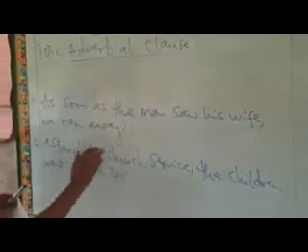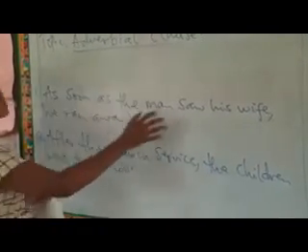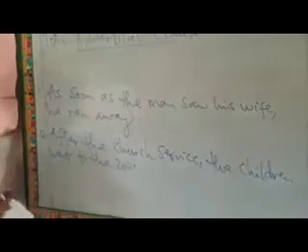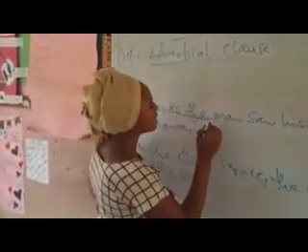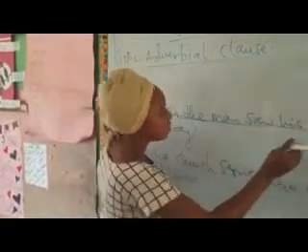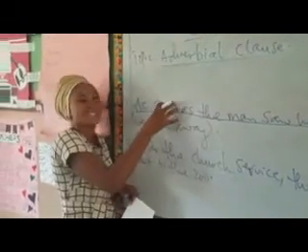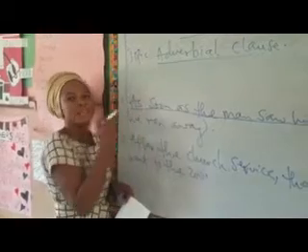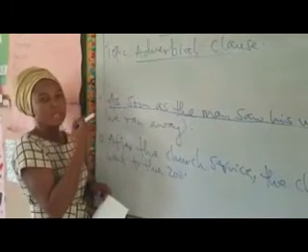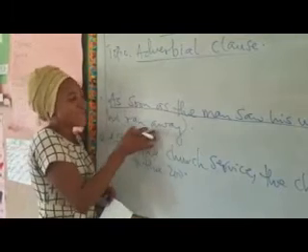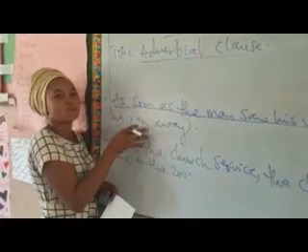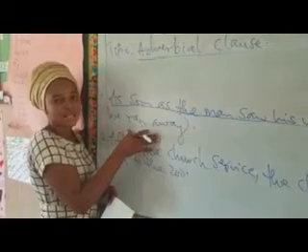Now, as soon as the man saw his wife, he ran away. Where do you place the adverb clause here? As soon as the man saw his wife. Why? Because this is not a complete sentence. It depends on he ran away to make it a full sentence.